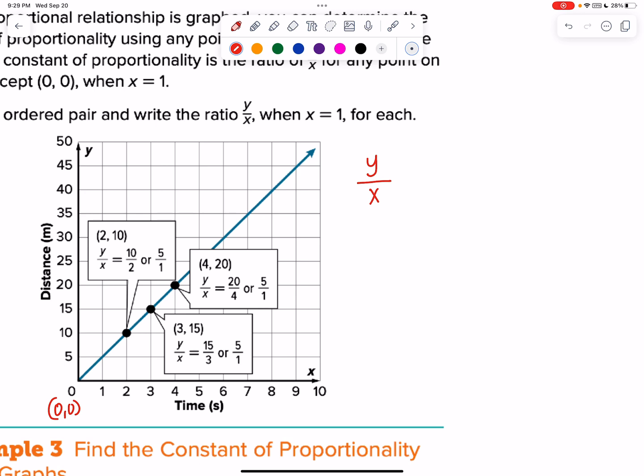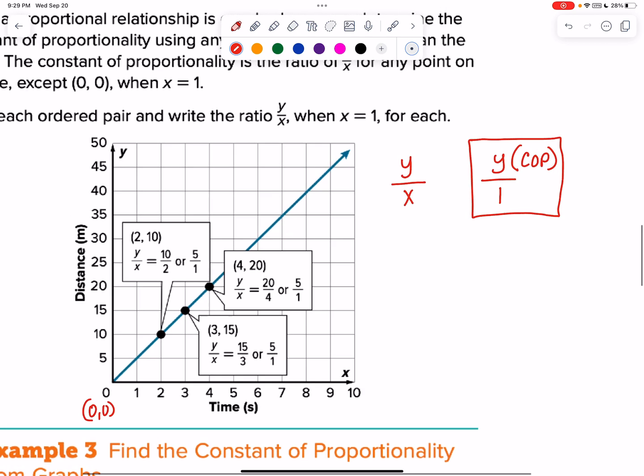And we want to specifically, if we can find where x is 1, the y is actually going to be our COP, our constant of proportionality. So this is a big one to highlight. If you can see where x is 1, it'll tell you the constant of proportionality when you see a straight line going through 0, 0. So let's check that out and see what I mean.